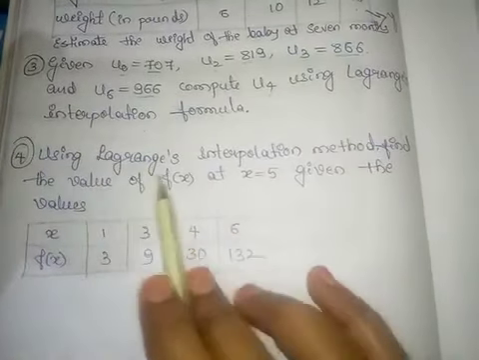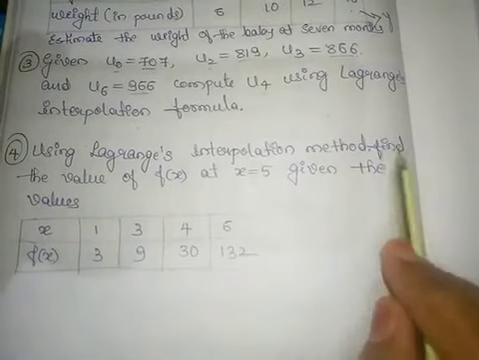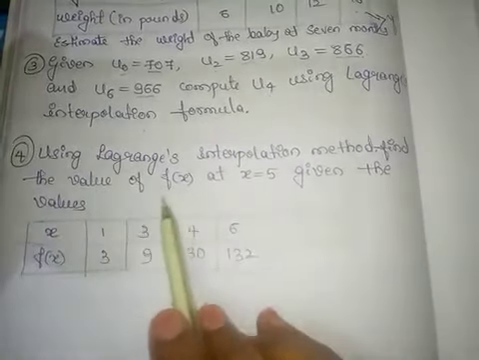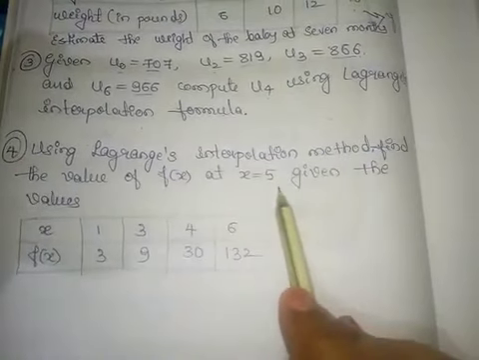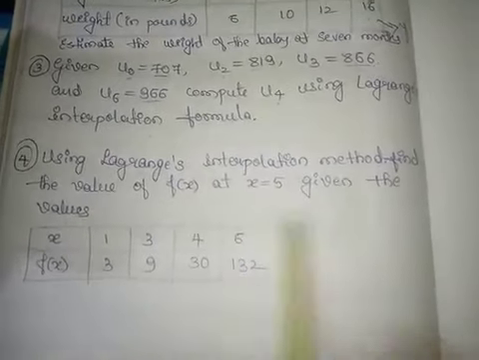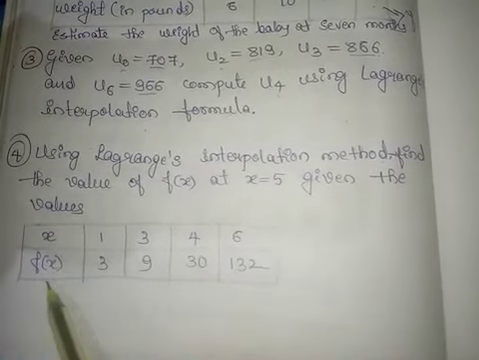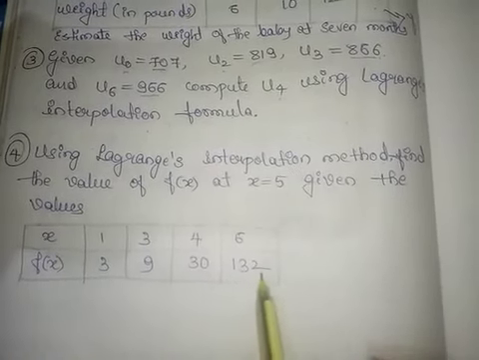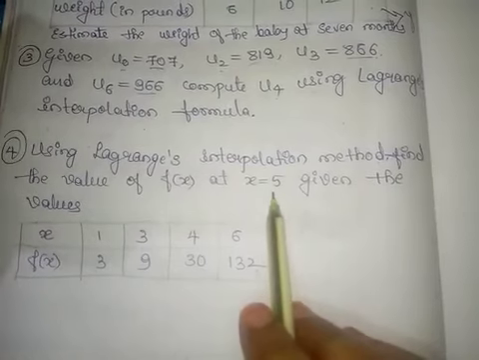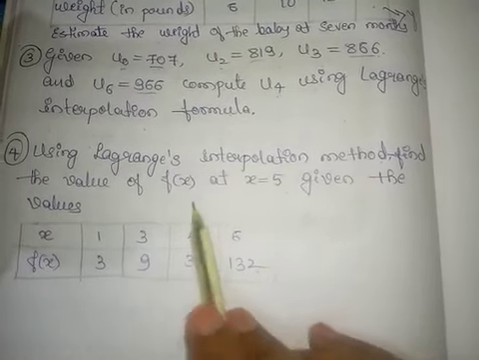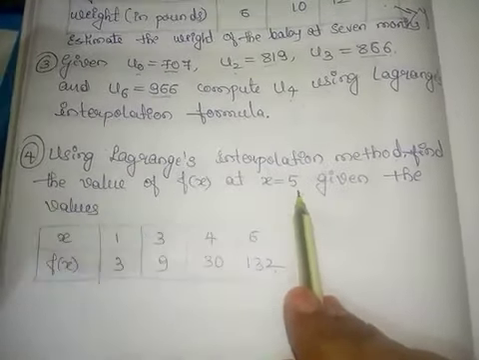Next, last one. Using Lagrange's interpolation method, find the value of f of x at x is equal to 5, given the values: x values are 1, 3, 4, 6 and f of x are 3, 9, 30, 132. You have to find the value of y at x is equal to 5.